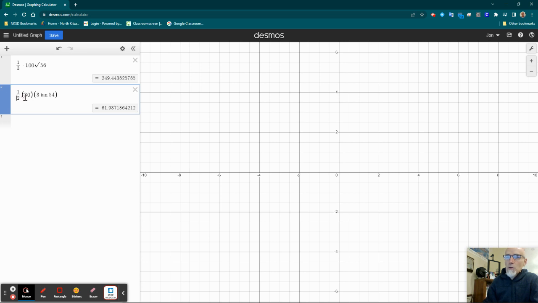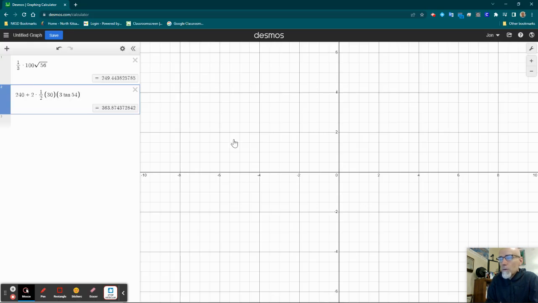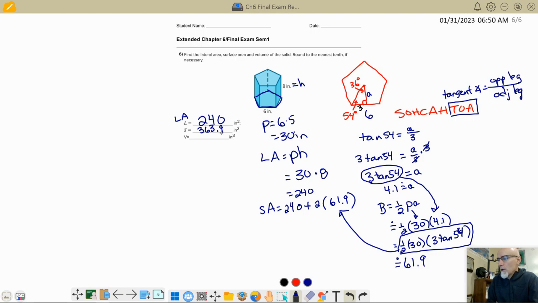Notice anytime you switch between screens, it puts the cursor at the end. So I want the cursor all the way in front. So I'm going to go 240 plus 2 times. Now you might say, wait, I know what 2 times 1/2 is. That's 1. You're welcome to get rid of that. I'm not going to see what you put on Desmos, right? But now I know that 363.9 is the answer to the nearest tenth. Then what I do is I double check it. 363.87. Yes, I round up to 9, right? Okay, so I've got my surface area correct.